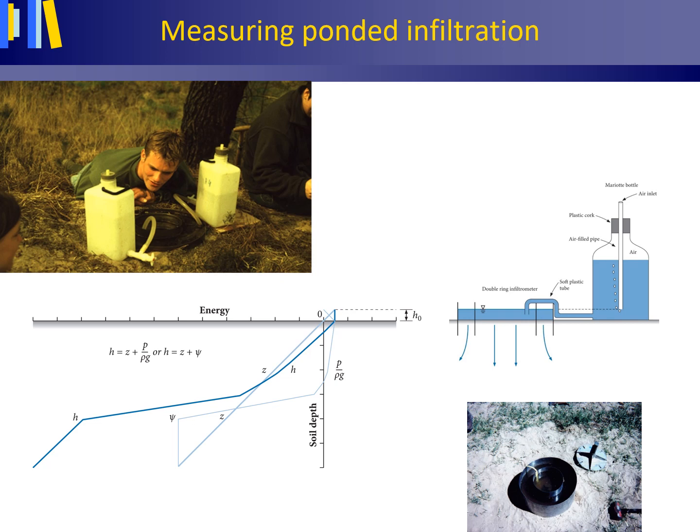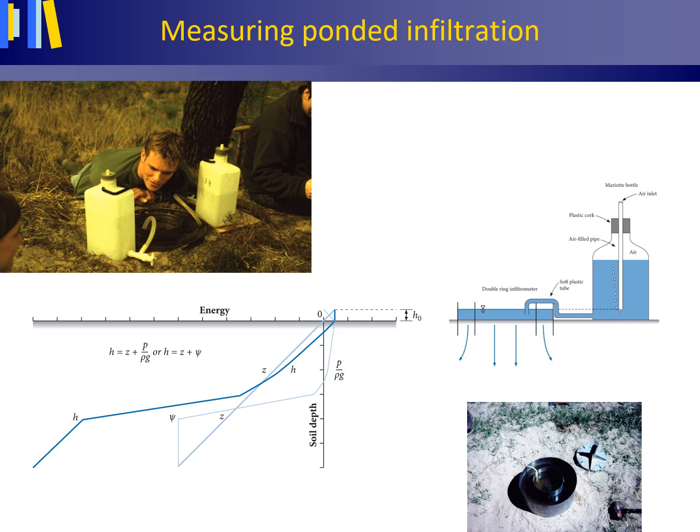When, during the experiment, water flows from the Marriott bottle, air is taken in via the air inlet and the air bubbles up to the air in the closed top of the bottle. The air inlet, a hard plastic pipe, is dimensioned in such a way as to let an air bubble pass easily. The bottom of the air inlet and the free water surface in the inner ring are at the same level because the water pressure equals zero at both positions. The principle of communicating vessels.